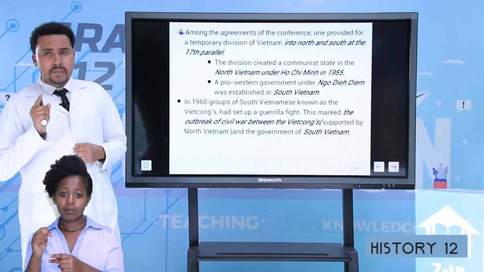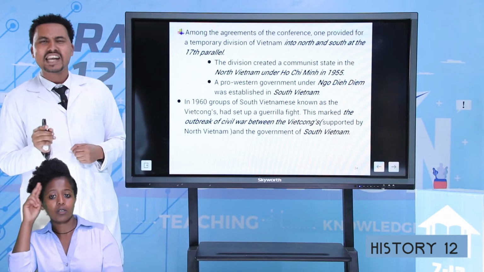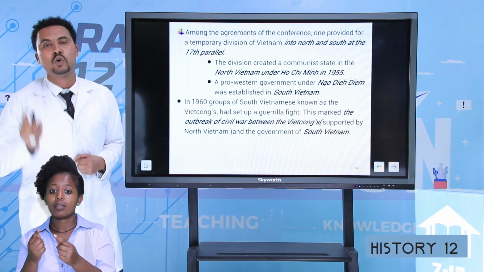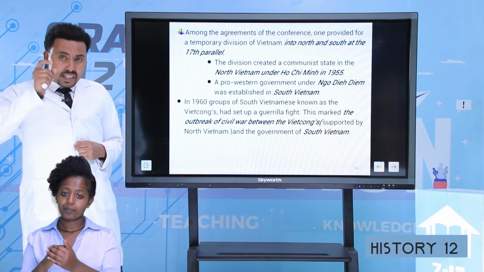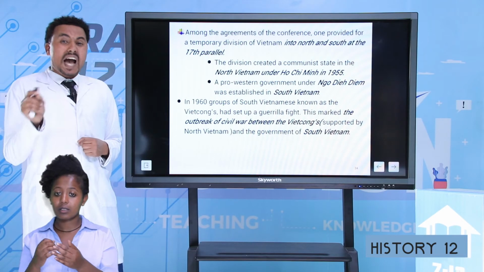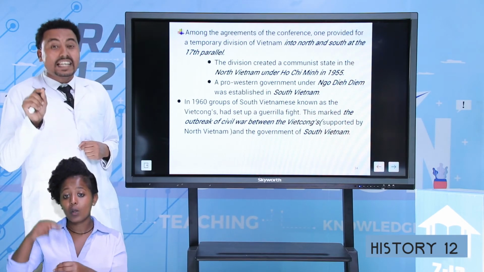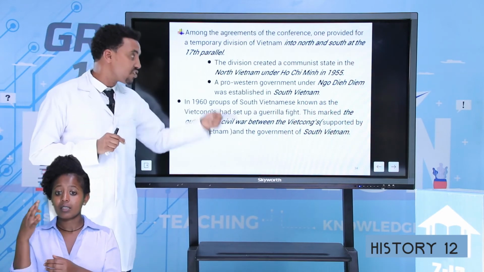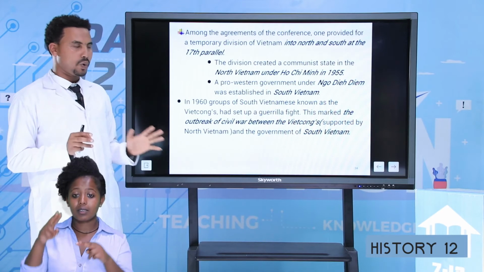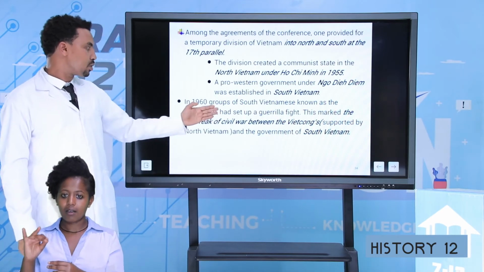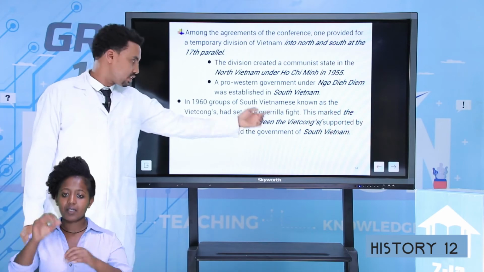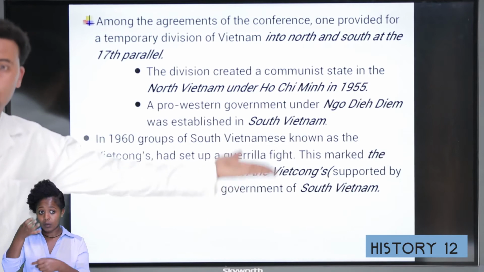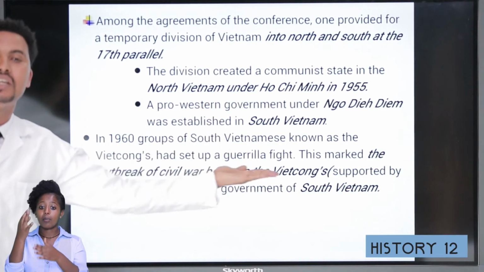The North Vietnam leader, Ho Chi Minh, organized a secret group in South Vietnam. That group was known as the Viet Cong. Mind you students, the Viet Cong was organized by North Vietnam secretly in the south. In 1956, the Viet Cong in South Vietnam set up guerrilla fighting. This marked the outbreak of civil war between the Viet Cong, supported by North Vietnam, and the government of South Vietnam led by Ngo Dinh Diem.